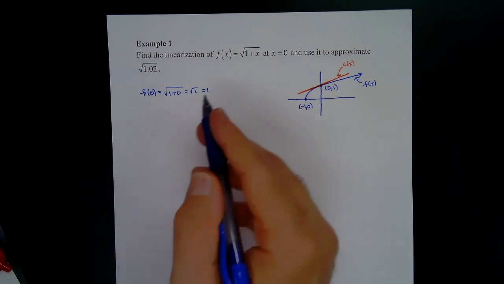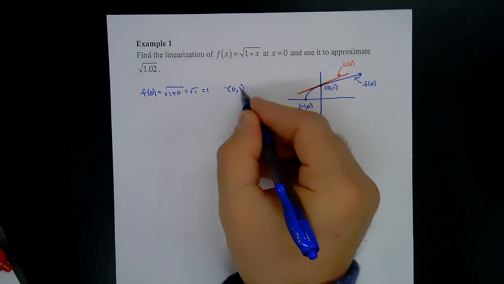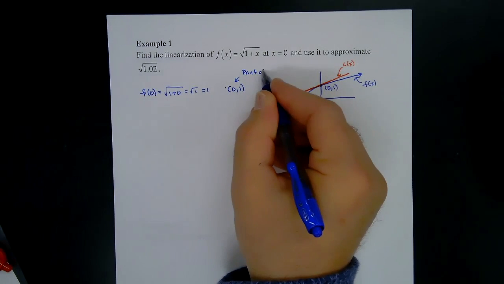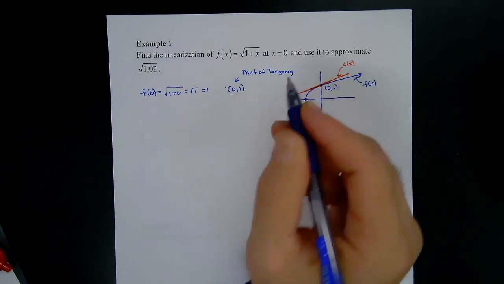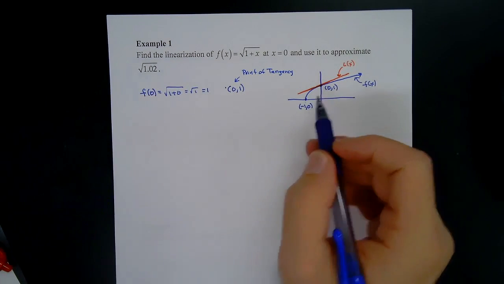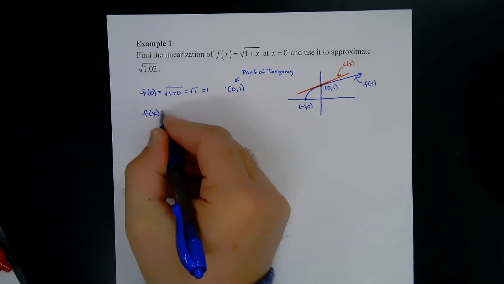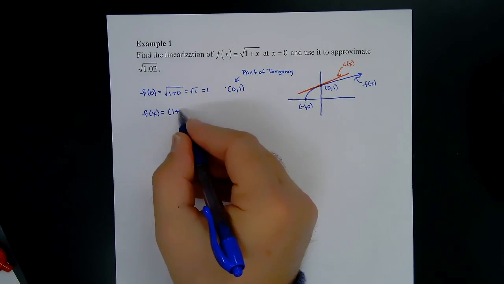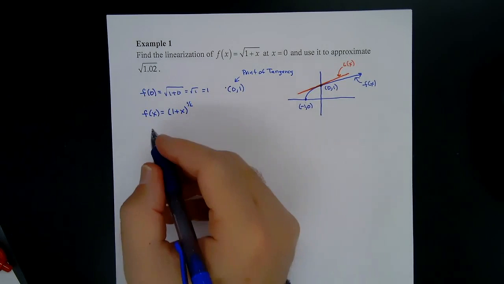All right, so we have our point. The point of tangency is the point 0, comma 1. Maybe I should label that point of tangency. Now we need to start finding the derivative because we need the slope of this. So we're going to need to rewrite f of x. Instead of the square root of 1 plus x, I'm going to write it as 1 plus x raised to the 1/2, which is going to allow me to take the derivative.